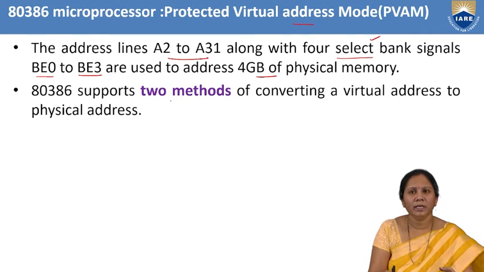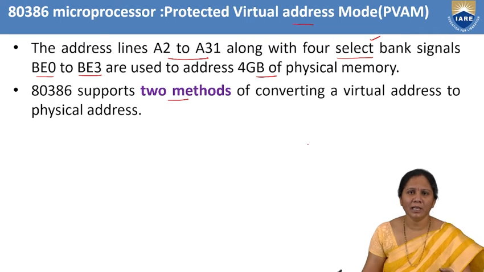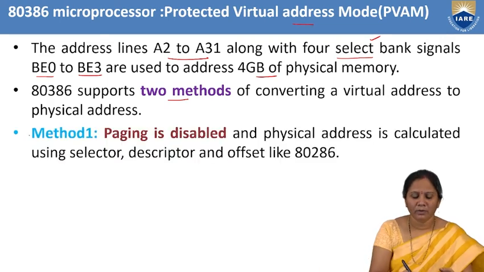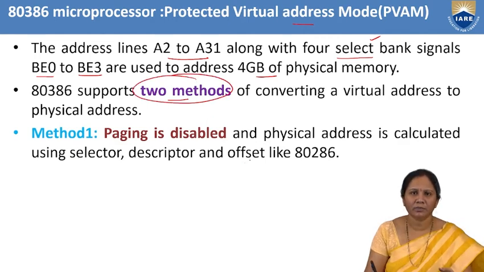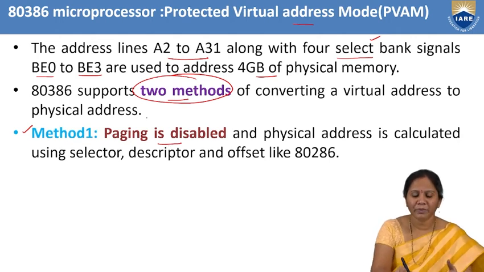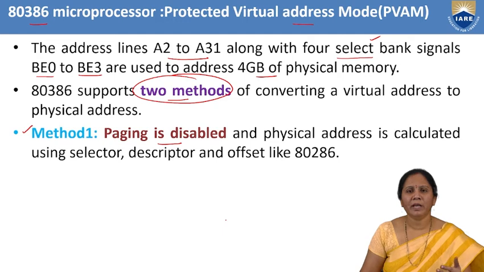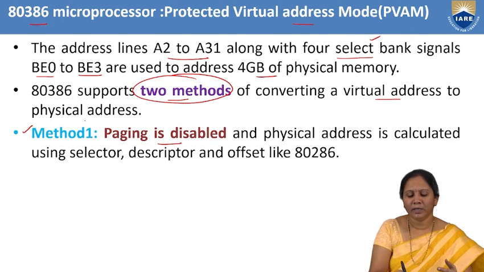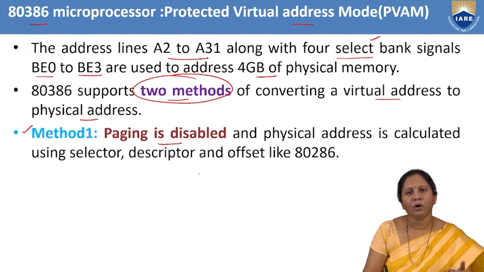The 80386 microprocessor supports 2 methods for converting a virtual address into a physical address. What are the 2 methods? The first method is by disabling the paging unit. I told you that in the 80386 microprocessor, we have a segmentation unit and a paging unit. So the virtual address can be converted into a physical address by disabling the paging unit, and it can also be calculated by enabling the paging unit.